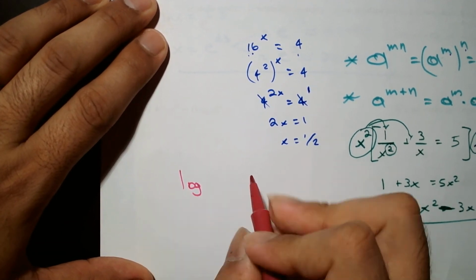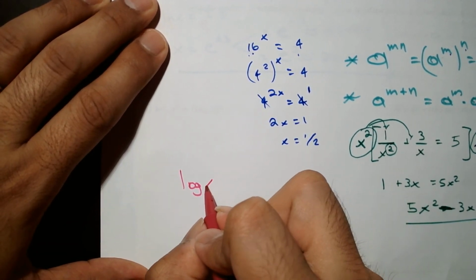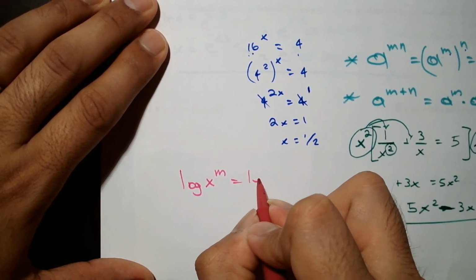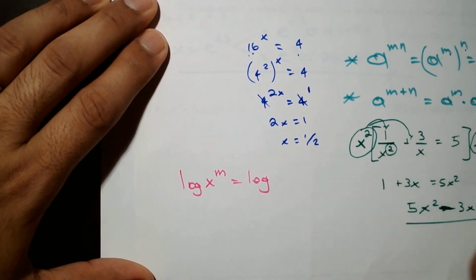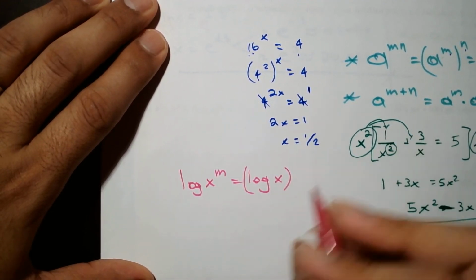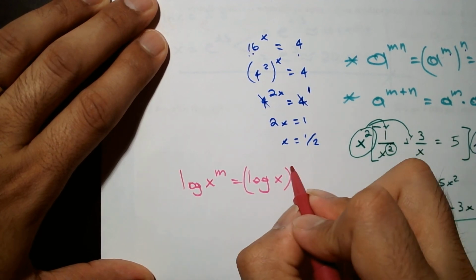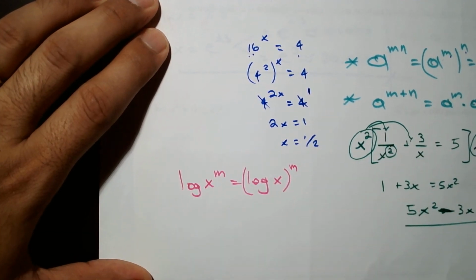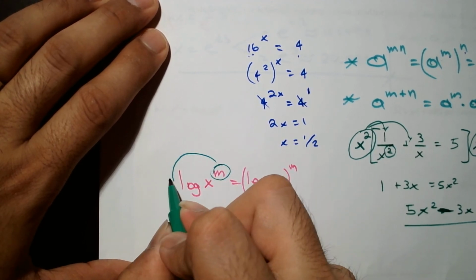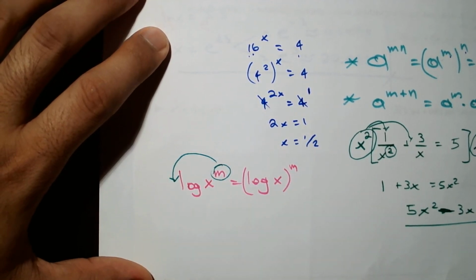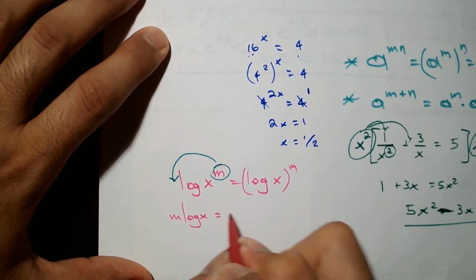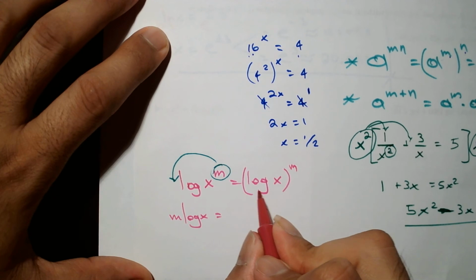So when we have some log of x to the m equals log of x, but the whole thing actually being raised to the m power. On the right hand side, we are supposed to use the smackdown rule, and that's going to give us m log x.